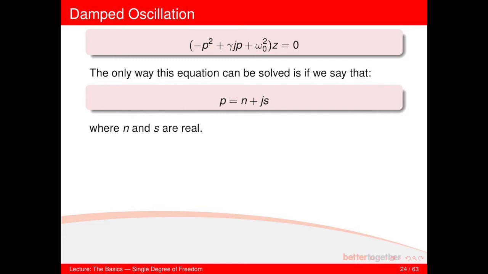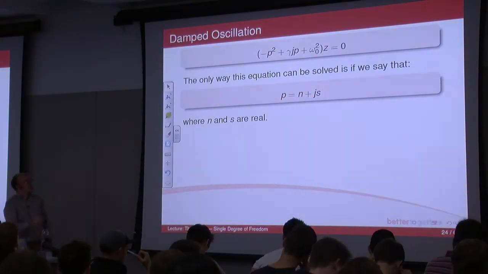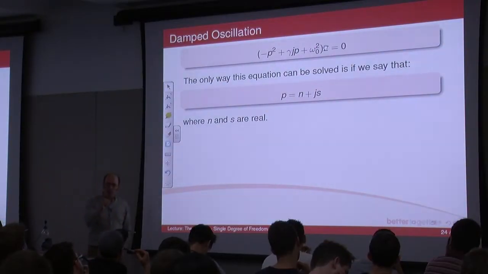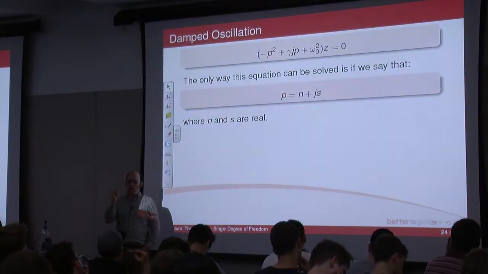If you think about this equation up here, the only way that we could solve it is this: either z is 0 or z is our oscillation. That can't be 0, therefore this lot must be 0. And if you've got a complex number, which that term is, we've got two real bits and a complex bit.